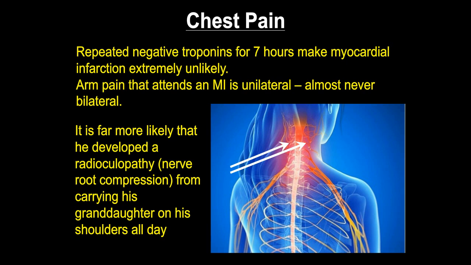Beyond that, clinically, the arm pain that goes along with myocardial infarction is virtually always on one side, almost never on both sides. In point of fact, the history of the case is that he is far more likely to have developed a nerve root compression as a result of his activities the day of the event, from carrying his granddaughter on his shoulder and on his head all day long. And that explains the bilateral radiating arm pain. The negative troponins, it does not explain his sudden death, but his sudden death may well have been, and probably was, unrelated to the specific incident that occurred.